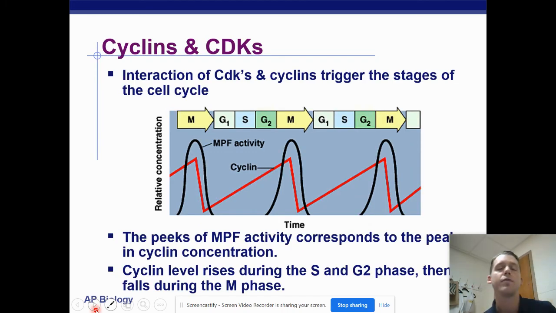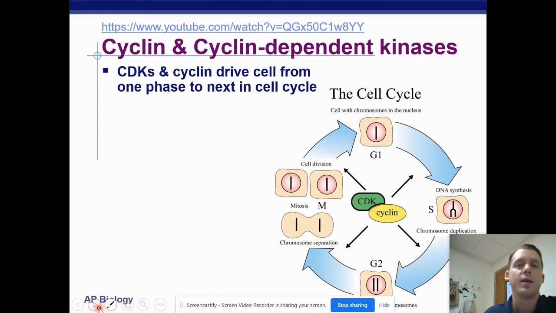Here we have a graph showing the activity of cyclin. Cyclin goes up. When it peaks, we have peak MPF activity, and we push the cell through to the next phase, and then the cyclin goes down, so the MPF is no longer activated and it goes down. And at the same time, in the next cycle, again, cyclin builds up, MPF activity goes up, we get pushed through to the next phase, everything goes down, over and over again. CDKs and cyclin drive the cell from one phase to the next.